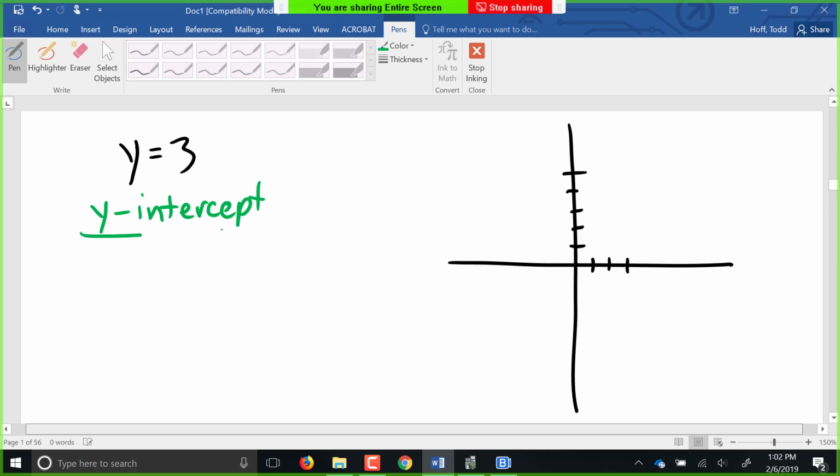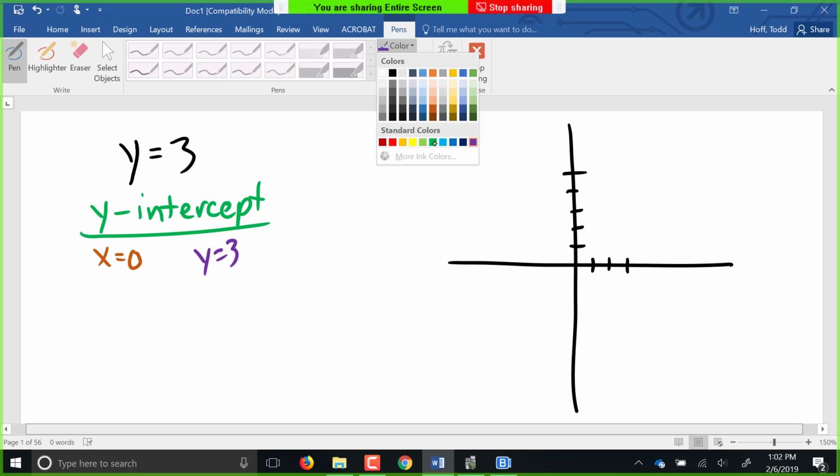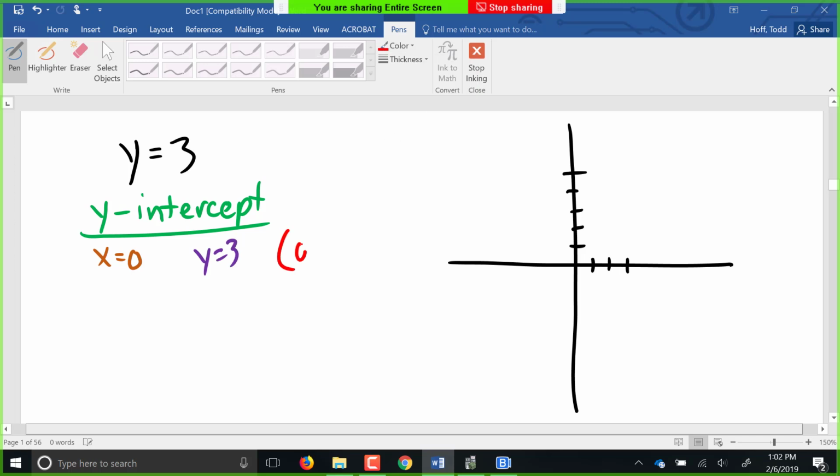If I want to find the y-intercept, how do we find the y-intercept? Now you let x equal 0. Well, there's no x in there, so the y-intercept is y equals 3, giving us the coordinate x is 0, y is 3. It doesn't matter what x is because x is not in the equation. Y still equals 3. So 0, 3 is our y-intercept.